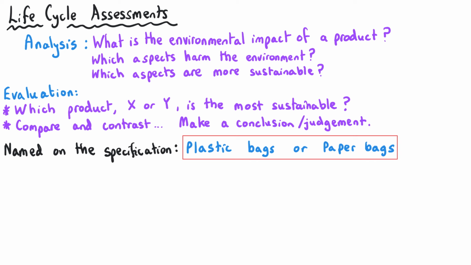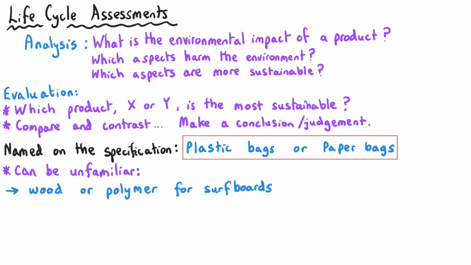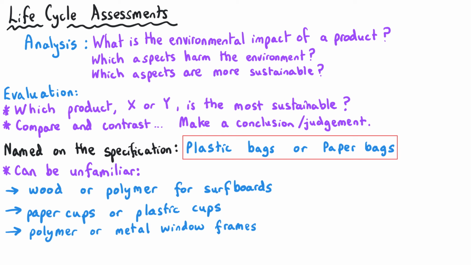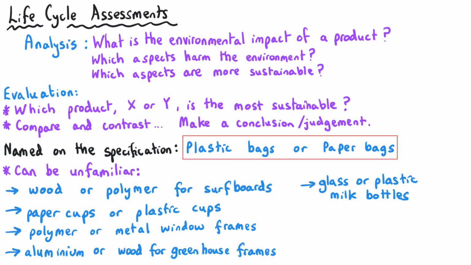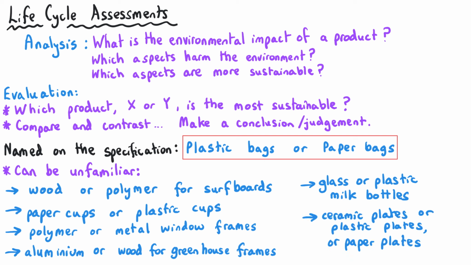But you can expect to be presented with information about the life cycle assessment for any product at all. So it might be using wood to make surfboards, or using some kind of polymer to make surfboards, paper cups or plastic cups, polymer window frames, metal window frames, using aluminium or wood for the frame of a greenhouse, glass milk bottles, plastic milk bottles, ceramic plates or plastic plates, or paper plates. Maybe you're asked to compare 3 things. Throughout all of this, you need to be thinking about which one has the least impact on the environment. In other words, which one is the most sustainable.